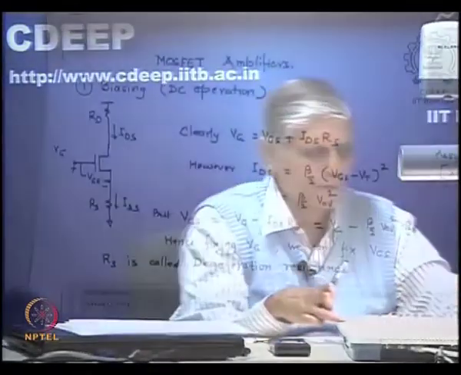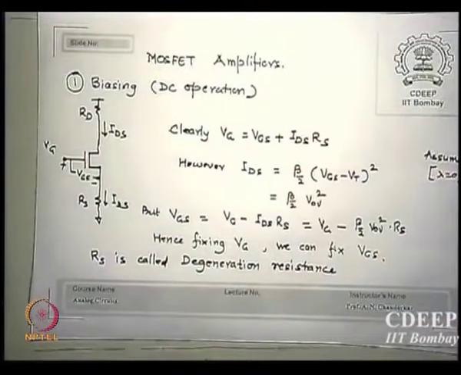Okay, so we start with our first goal, which is the MOSFET amplifier. Before looking into other MOSFET amplifiers, which are different kinds, first look at its biasing. I repeat, I keep saying DC first, why? Because DC decides the AC values, the small signal values, so first look for DC values.